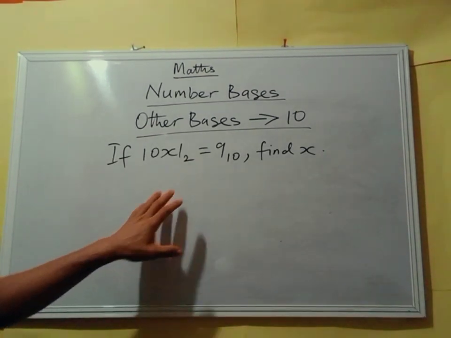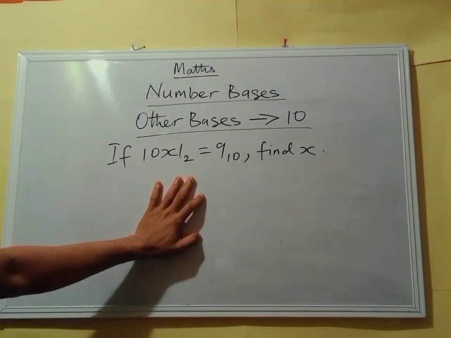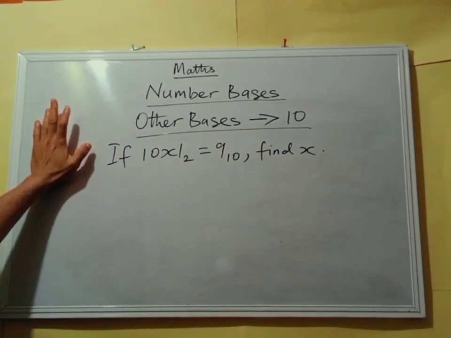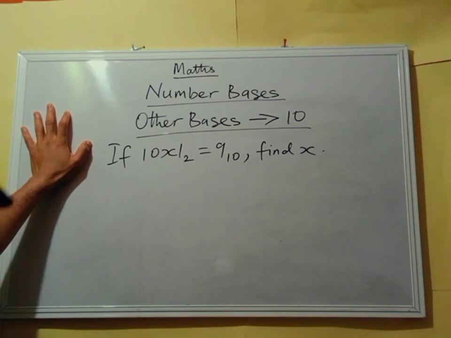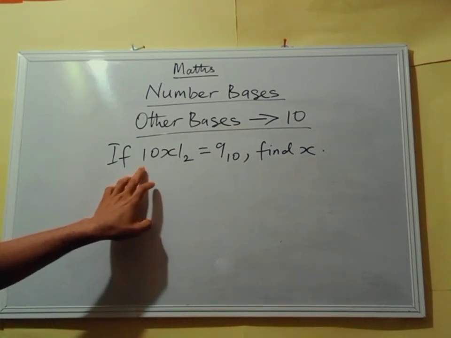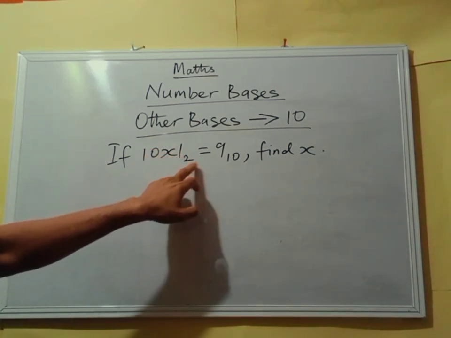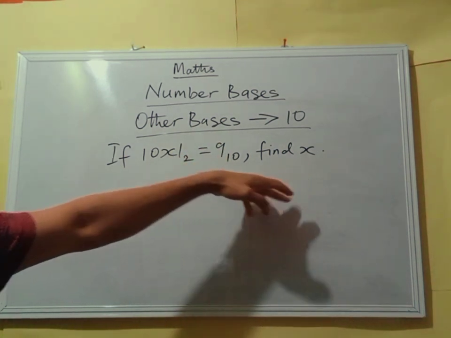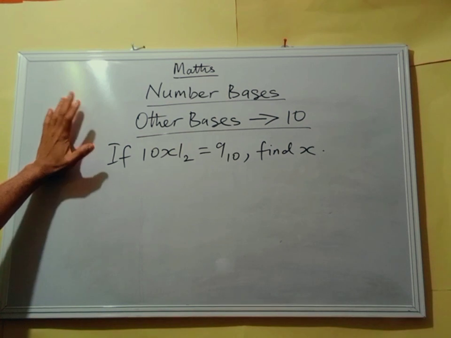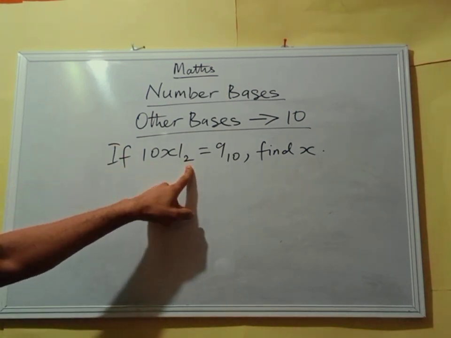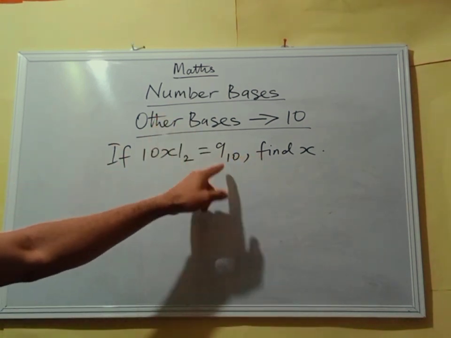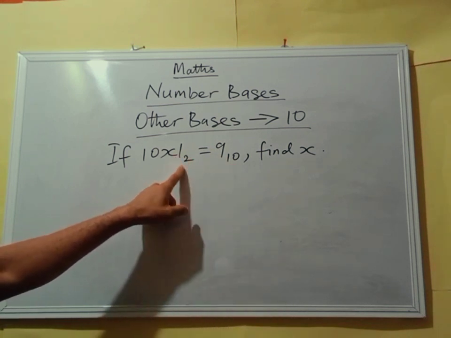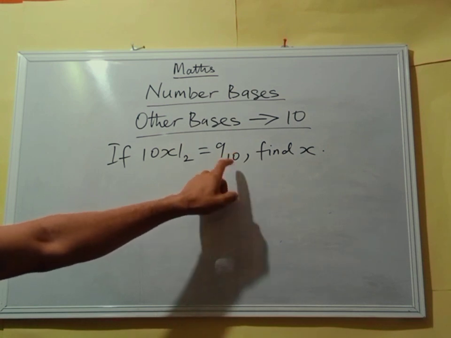Now let's look at some random questions, which I can also consider to be a little more complex than the ones we have solved. We are asked if 10x1 base 2 equals 9 base 10, find x. Alright, so this is how to approach this kind of question. On the left side we have a number to base 2, on the right we have a number to base 10. They are not the same base, so what you should do is convert this to have base 10, or you convert this to have base 2.